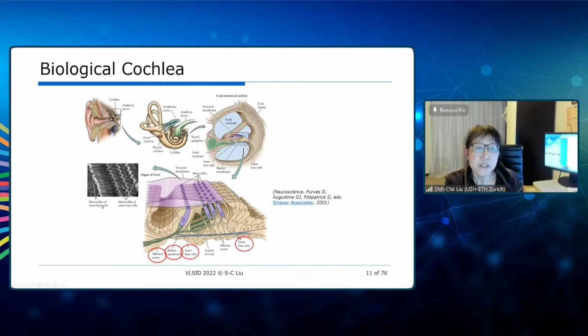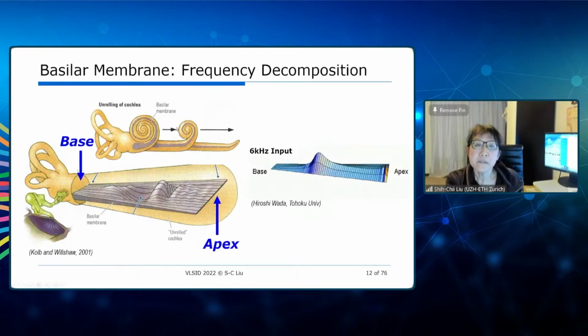And in this picture here, you see the actual electron micrograph of the stereocilia of inner hair cells and also of the outer hair cells. And interestingly, there's 3 outer hair cells for each inner hair cell. And so now let's first start with the basilar membrane.